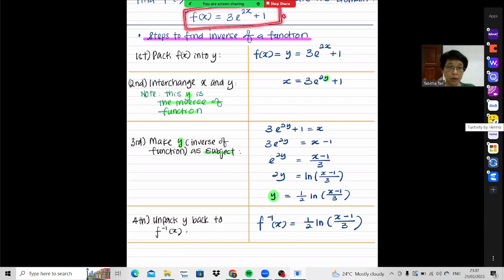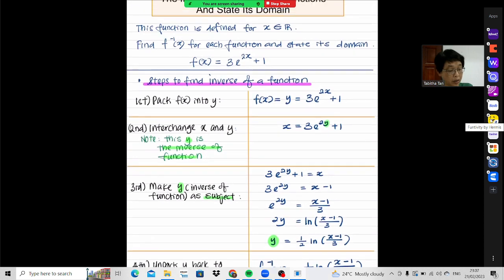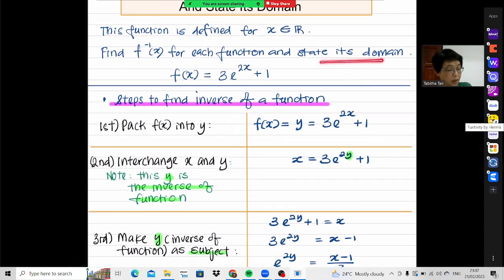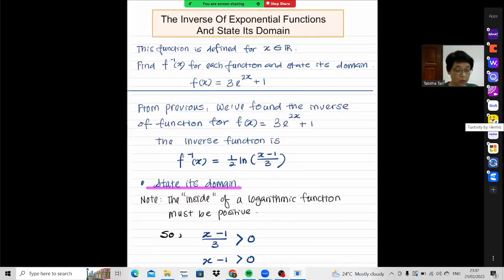Now the undo of this comes in this form. Alright, so this is the inverse. So now let's proceed to the next request from the question, that they ask us to state its domain. Now let's turn the page and move on.